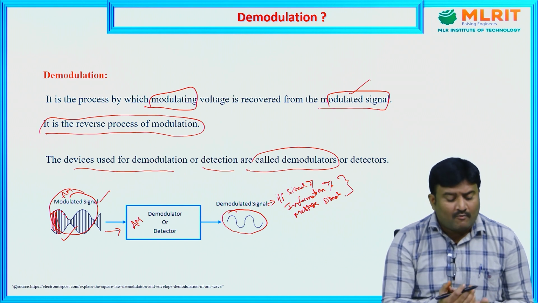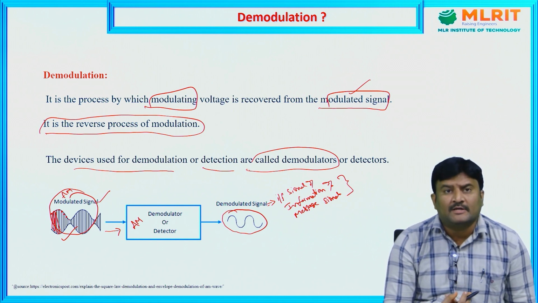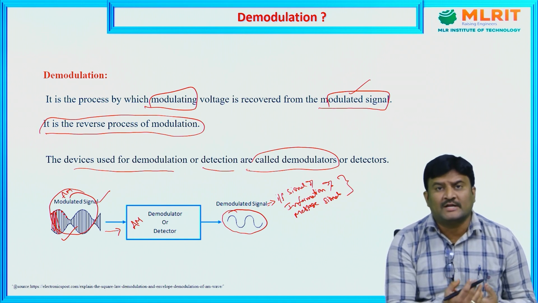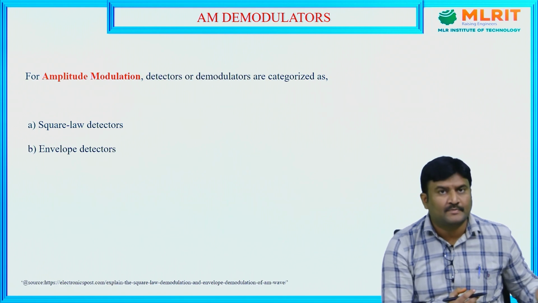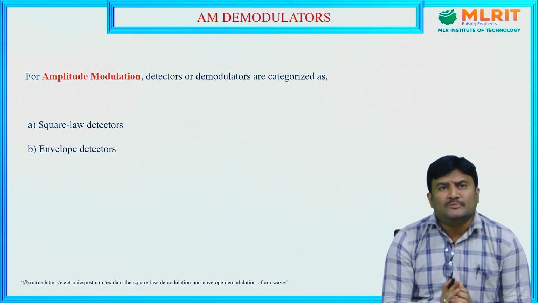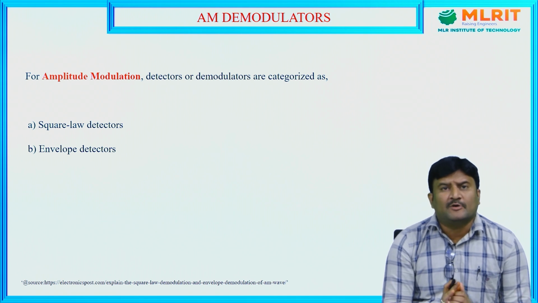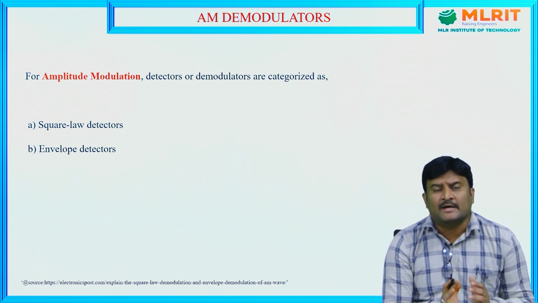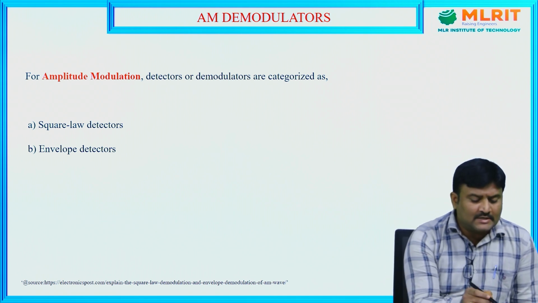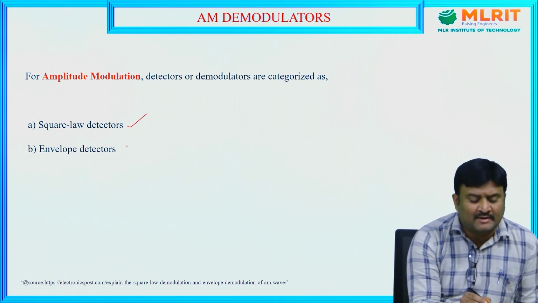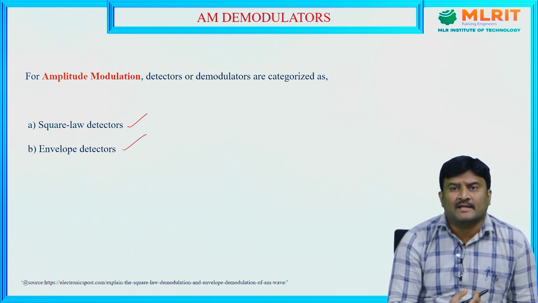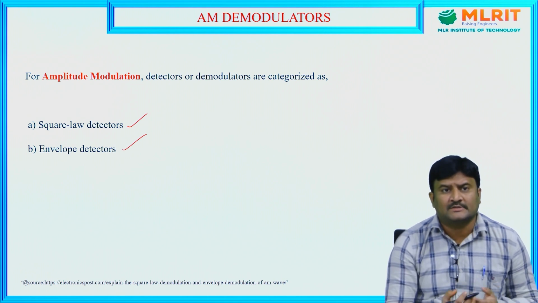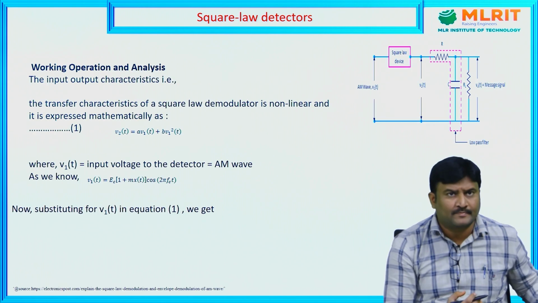Then what types of AM demodulators do we have to convert the modulated signal back to the actual message signal? For amplitude modulation, the detectors or demodulators can be categorized. I am taking two examples here. One is the square law detector and the second one is the envelope detector. They are also known as the square law demodulator and the envelope demodulator. Then let us discuss step by step.